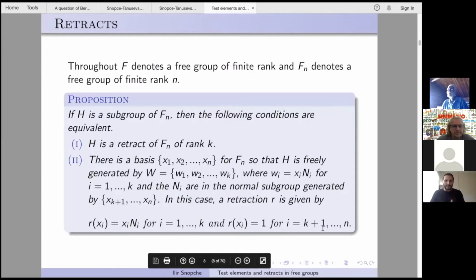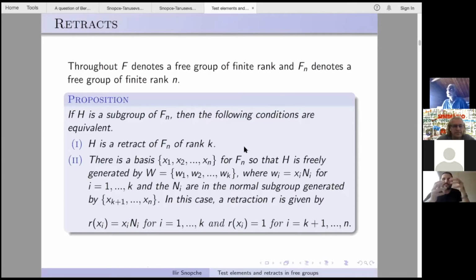And this is exactly what happens in the previous example that I said. So this is a fairly explicit description of retracts in free groups. But it is surprising that even though we have such an explicit description, it is extremely difficult to answer even some very simple questions. For example, if I ask you, is it true that the intersection of two retracts is again a retract? I think it's very difficult to answer this question. And towards the end of my talk, we will see a kind of result relating to this question.